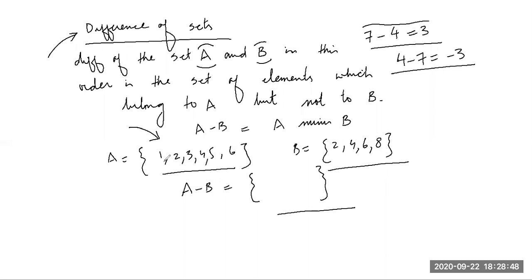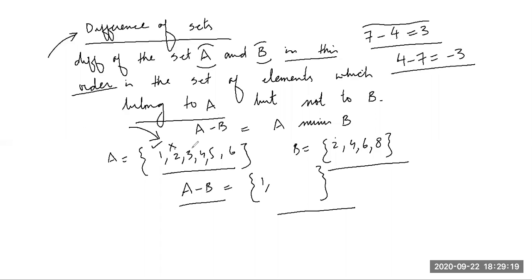So if I think of 1, 3, 5, oh no, A minus B. The difference of the sets A and B in this order is the set of elements which belong to A but not to B. Let's talk about 1. 1 belongs to A, 1 doesn't belong to B. Good, it satisfies the condition. 2 belongs to A, but 2 also belongs to B. We will not take this.